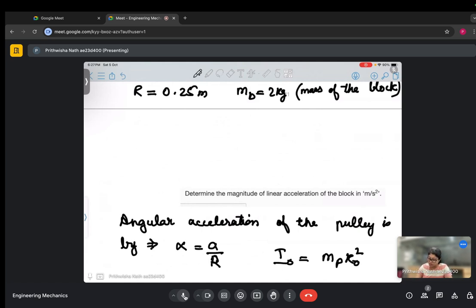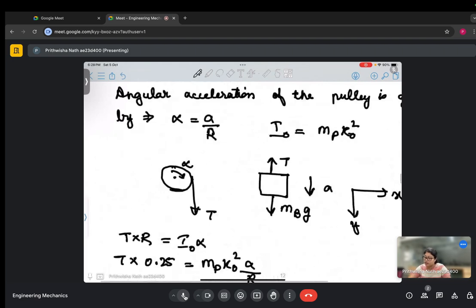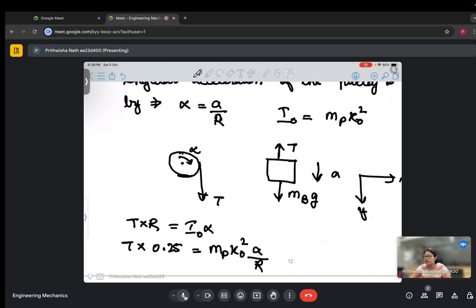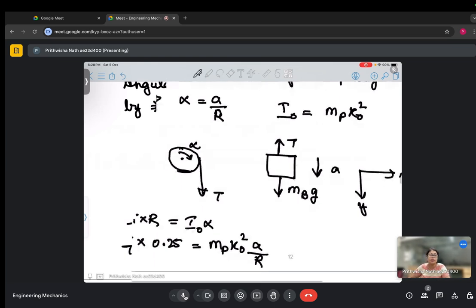So first, we know that alpha equals a by r, and also I_O is nothing but m_p into K_O square, right? From the pulley we can write tension into radius equals I_O into alpha. I substitute I_O in terms of m_p and K_O, and alpha as a by r. From there I can compute tension as 25.92 a.